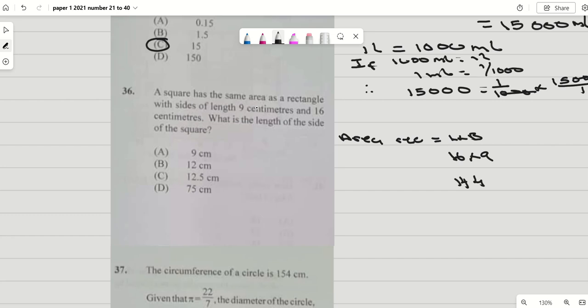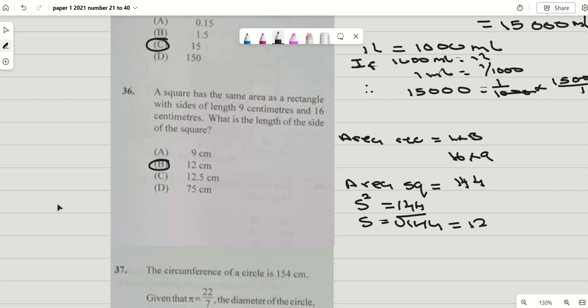So we know the area of a rectangle, the area of your square is also 144. So side squared, or side times side, is equal to 144. Now what multiplied by what will give you 144? The answer is 12, right? So side would be the square root of 144, which is equal to 12.